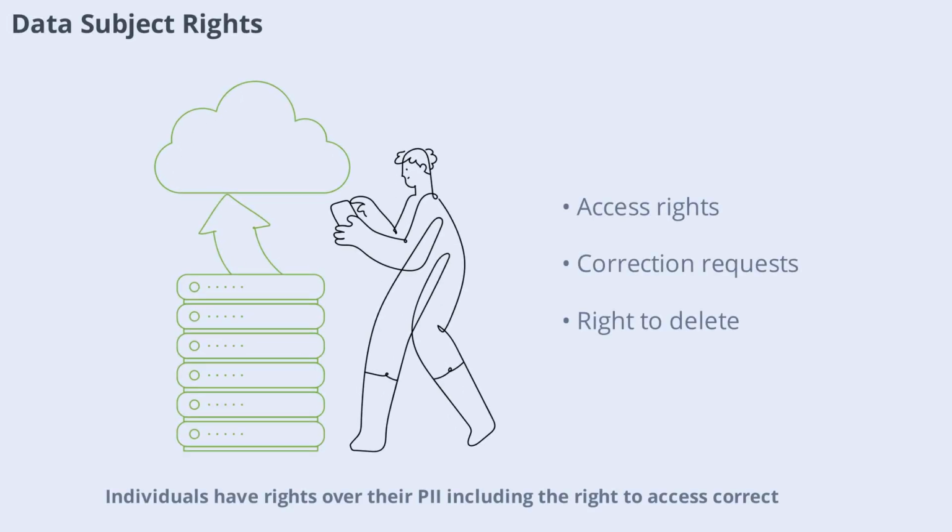Individuals have rights over their PII, including the right to access, correct, or delete their data. Organizations must have processes in place to respond to these requests promptly. Respecting data subject rights is a cornerstone of modern privacy laws.